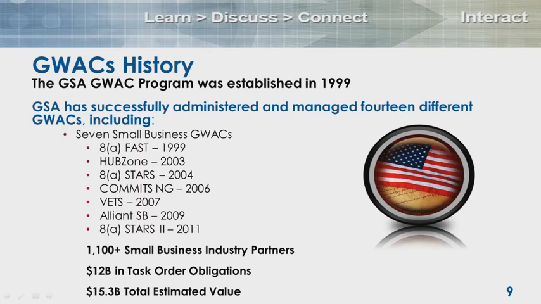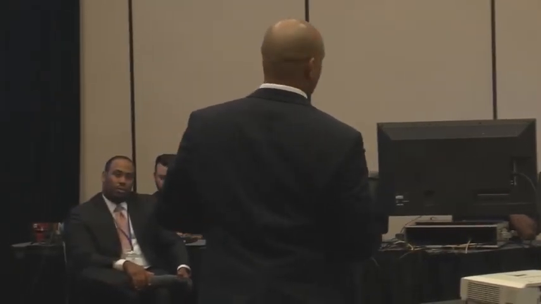We've awarded and we've administered several small business GWACs, over $12 billion in obligations. So we take great pride in knowing that over $12 billion have gone through the hands of small business industry partners. That's important to us. $15.3 billion is our total estimated value. So that's the value if all these task orders go through to fruition, they will be valued at around $16 billion.